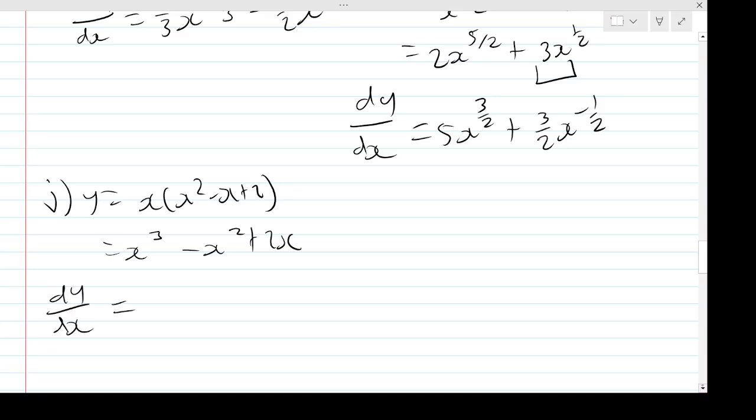Okay, so then dy dx is going to be, well, x cubed. Well, again, the 3 comes to the front, then we knock 1 off the power, so that'd be squared. Then minus x squared, that'd be minus 2x, and then we knock 1 off the power, that'd be 1. So that's just x. Then 2x, well, x goes to 1, so it's just 2. Okay, and there we are. Cool.